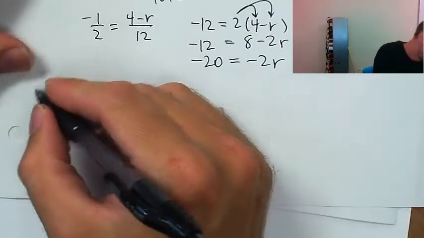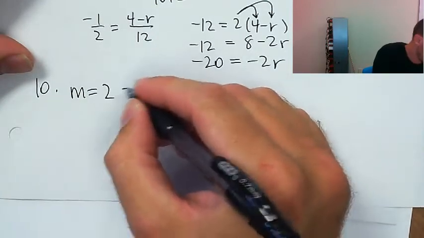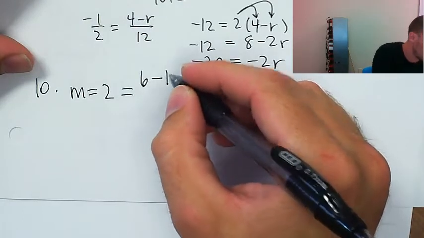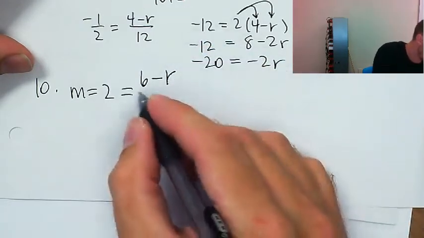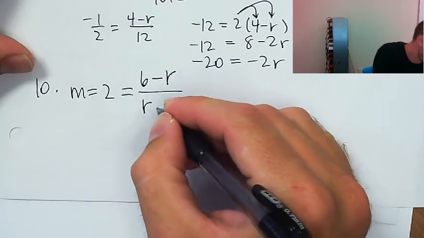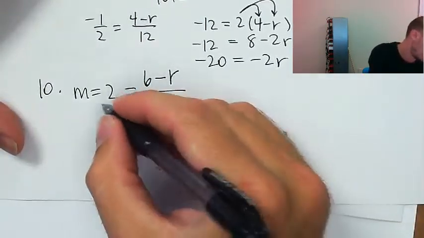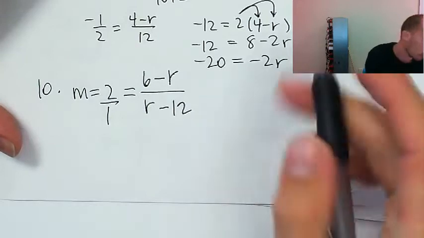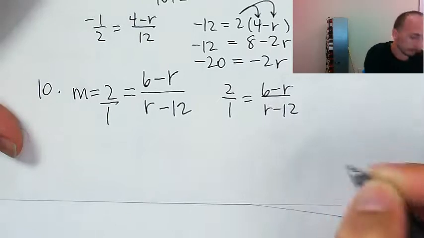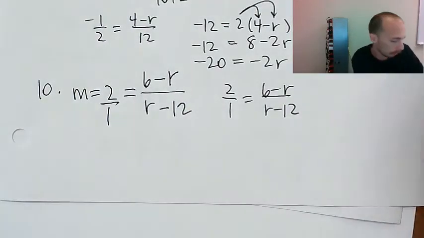Probably fit one more in on the sheet. Right, number 10. The slope is equal to 2, but that's also equal to y2 minus y1. No, y1 was r. Oh, interesting. Over x2, which is also r, minus x1 is 12. Okay, whatever. All right, so I think we're going to want to write that as 2 over 1, so we can do some cross multiplication. Interesting. All right, so 2 over 1 equals 6 minus r over r minus 12.